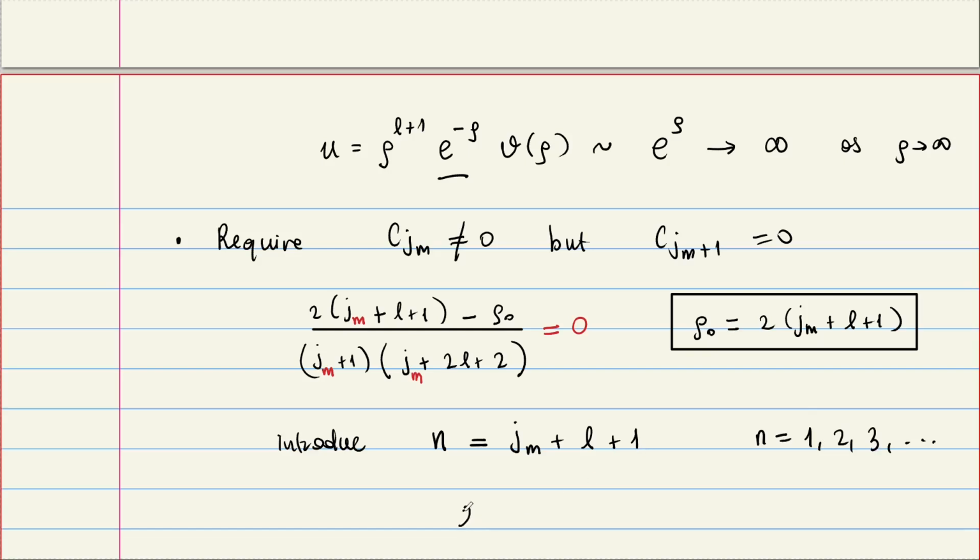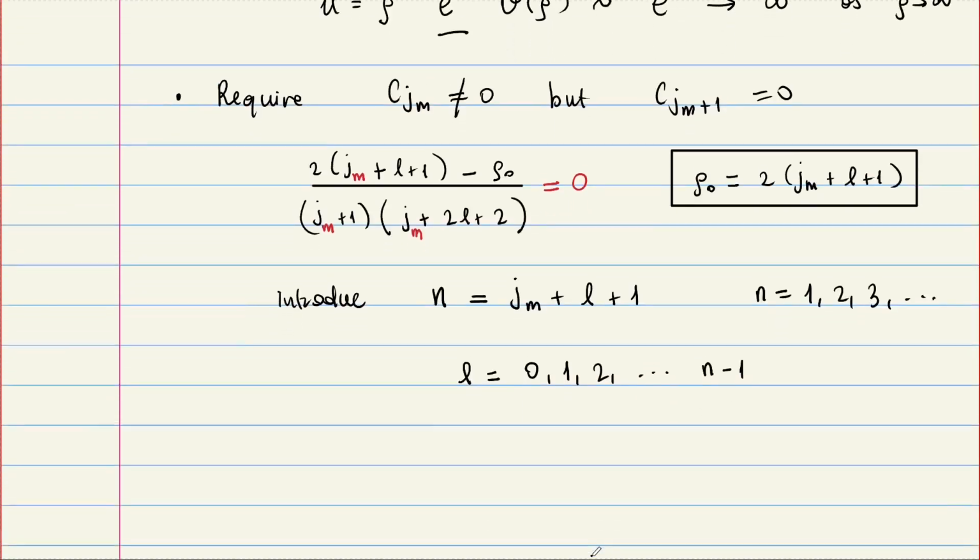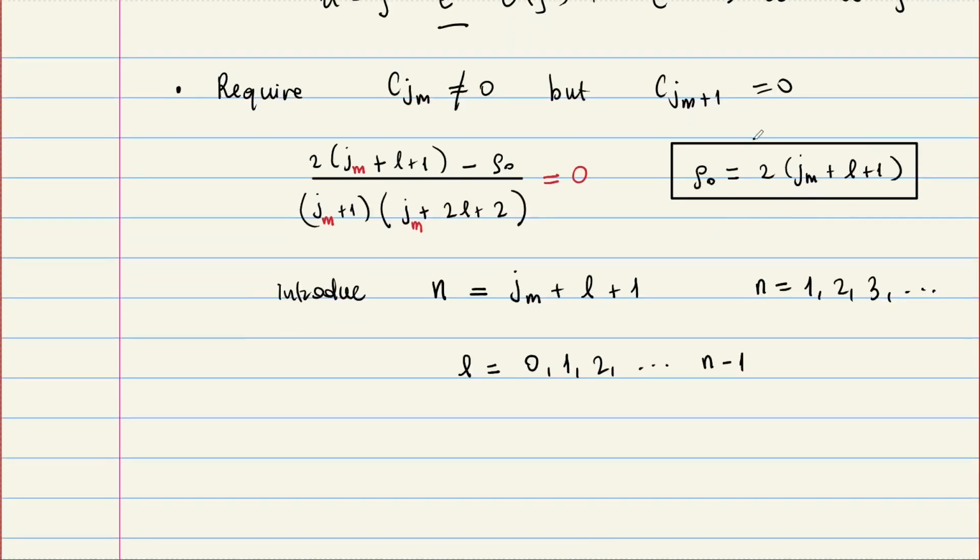And that means L can go from 0, 1, 2, all the way to n minus 1, because of this plus 1. We'll talk about this in just a little bit, but for the moment let's play with this. So this rho 0 is equal to 2n. So this n is going to be our principal quantum number.